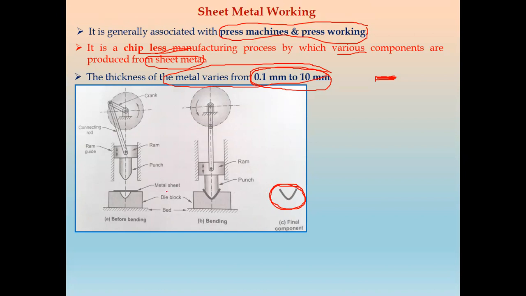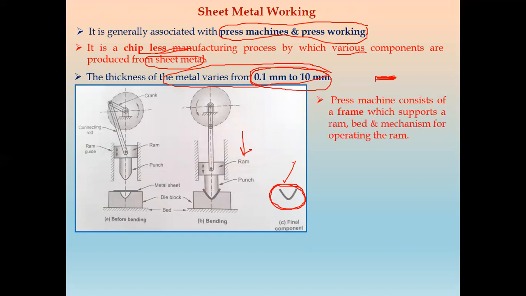So if you see, the sheet metal is placed on a punching press machine or press working setup where there are two dies. This is one die block and this is the punch. We apply force through this crank and slider mechanism, and by applying force, it will form the shape of this die. After the operation takes place, you will get the final product of the sheet. So this is one example of sheet metal working.